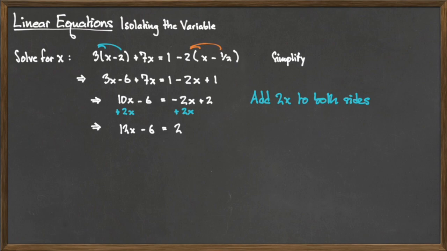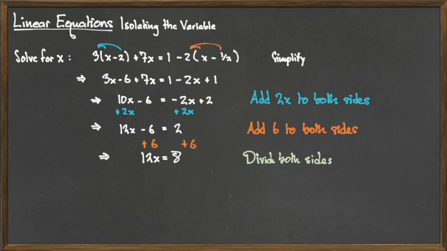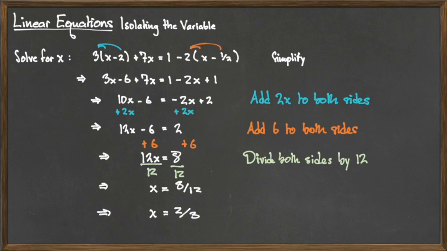Now that all x's are on one side, I can get all of my constants on the other side. So I'm going to add a 6 to both sides so that it cancels on the left. So I have 12 times x is equal to 8. My last step will be to divide both sides by 12. This gives me an answer of x equals 8 divided by 12, which as a fraction reduces to x equals 2 over 3. Therefore, the solution set of this equation is x equals 2 over 3.